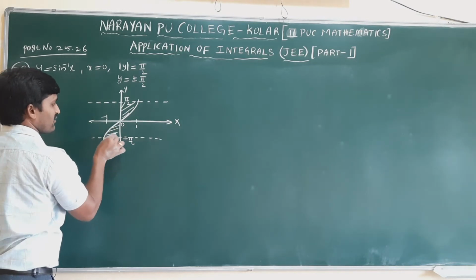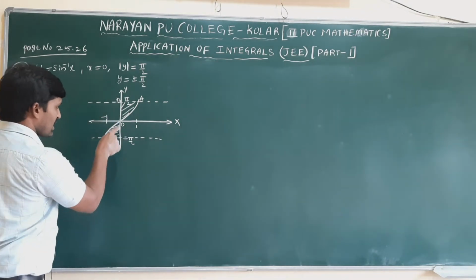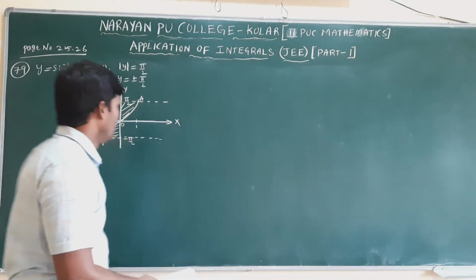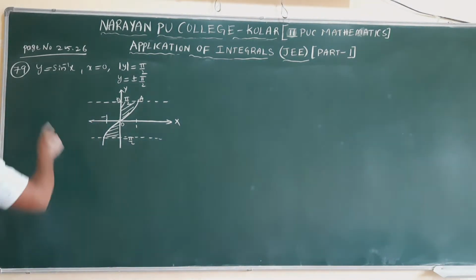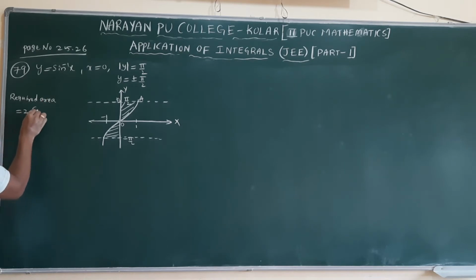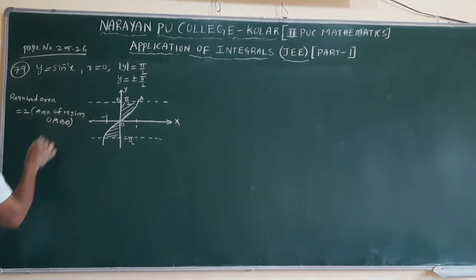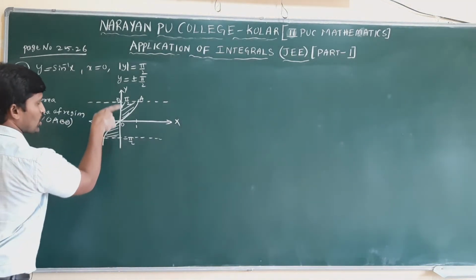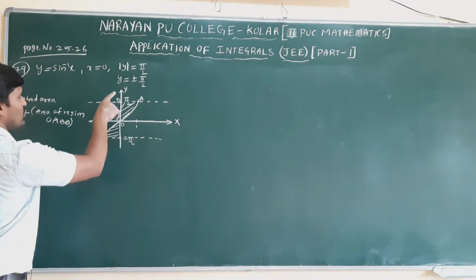But one region is symmetric with the other region. Now OAB and this region are both the same. That's why this area is symmetric with which axis? Y axis clearly. That's why here we take the required area equal to 2 times the area of region OABO. For OABO, the y limits are 0 to pi by 2, and x equal to 0 means the y axis only. That's why we take y limits 0 to pi by 2.